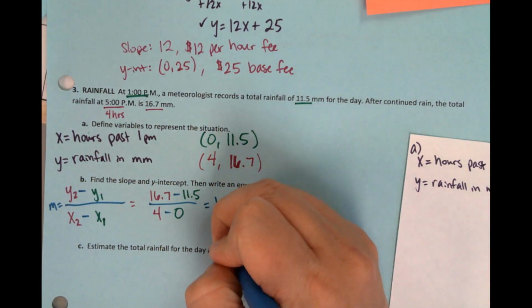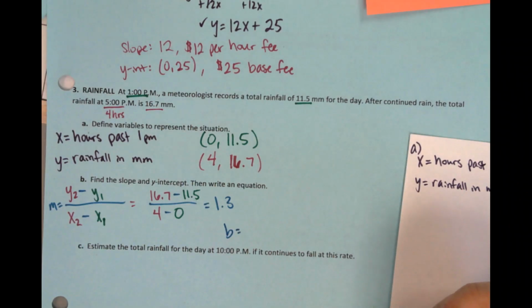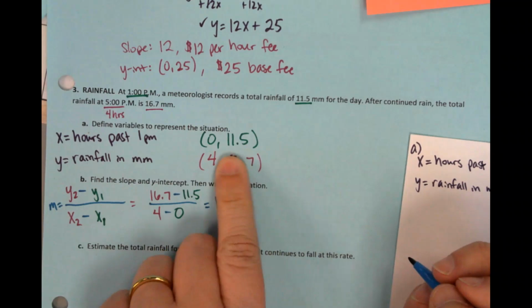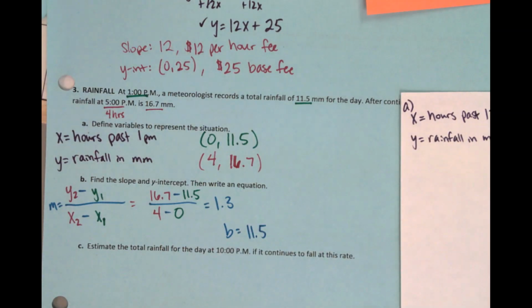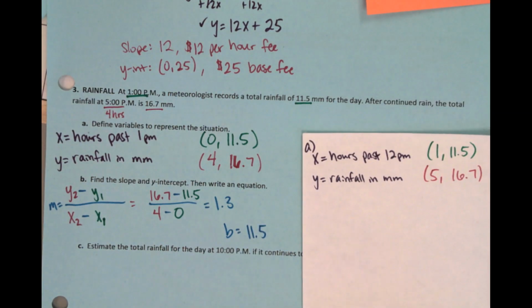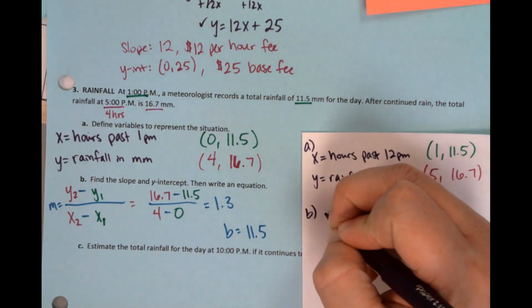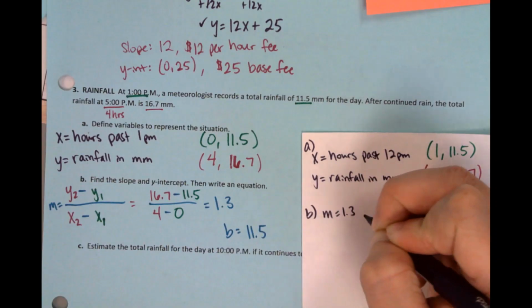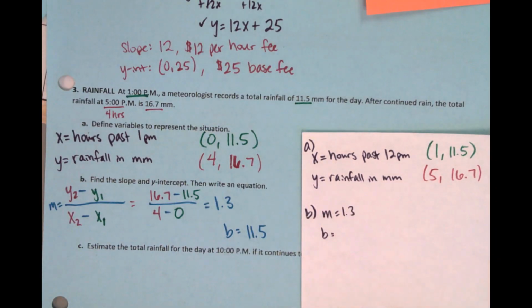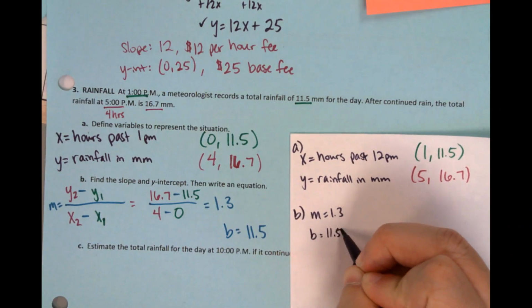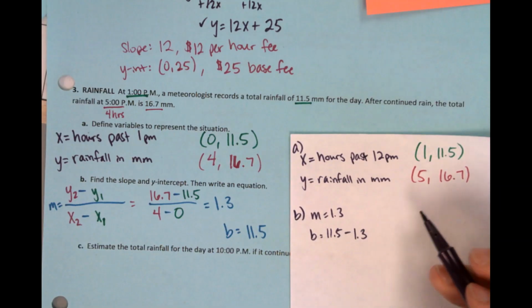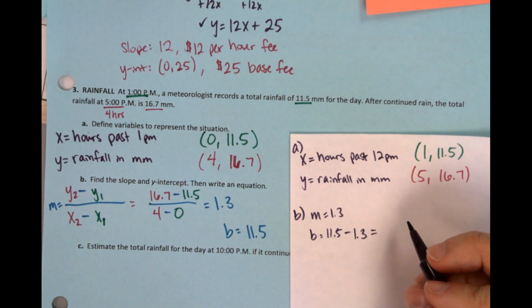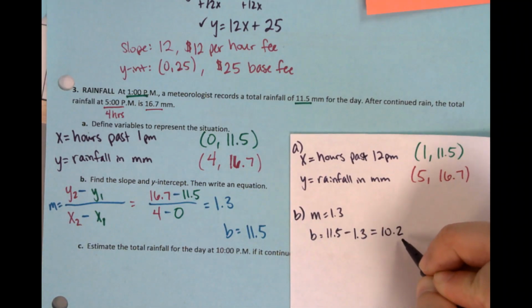Our y-intercept, or our b value, happens when x is 0. So from this point, our b value was 11.5. If you were working with me and we did this, we found the same slope, but our b value was 11.5 minus 1.3, because this was already at 1 hour, so we had to go backwards an hour. We had to take off the 1.3. So we had 10.2 as our y-intercept.